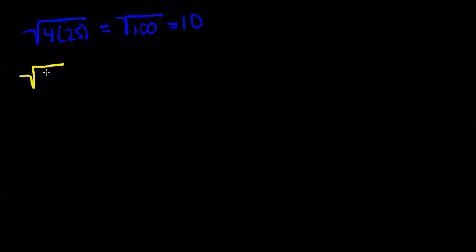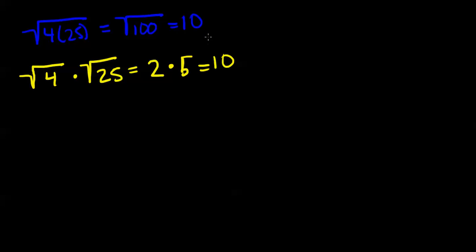Now we're going to look at an example of the product property of square roots. Here we have the square root of 4 times 25, and that equals the square root of 100, which equals 10. Now, if we look at the square root of 4 times 25, we can take the square root of each term individually, if we want. The square root of 4 would be 2, the square root of 25 would be 5, and 2 times 5 equals 10. So you can do it either way. You can multiply what's inside, or you can take the square root individually first.